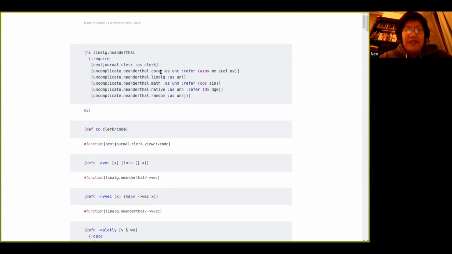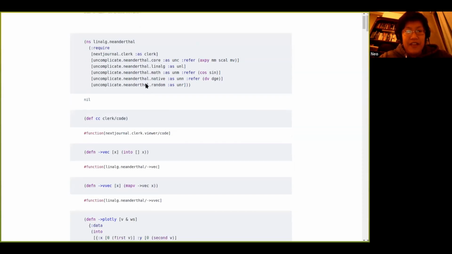In the core namespace, you have AX plus Y, which is just saying you're going to scale X with A and add it to Y. The MM operation, which is the matrix multiplication. Scale, which is scaling a single vector, and MV, which is multiplying a matrix with a vector. And finally, I have the random namespace just to make sure I can have some cool examples easily.